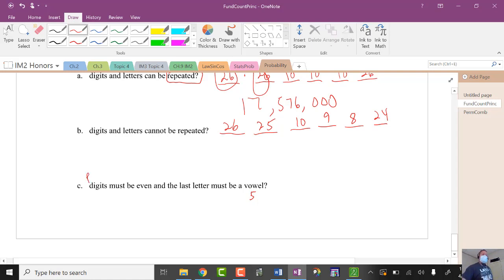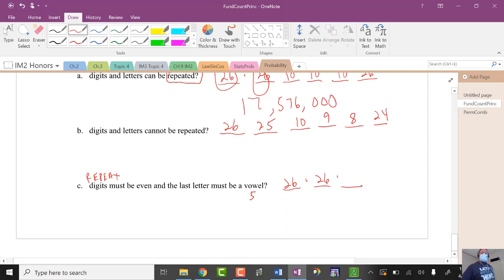And then, I didn't put this in here, but this is repeating. Otherwise, there would be a big problem with this. Then you have to start running scenarios in your head, and I don't want to get into it. This would only be a good question if we could repeat. So digits must be even, and the last letter must be a vowel. So no rule on my first 2 letters.